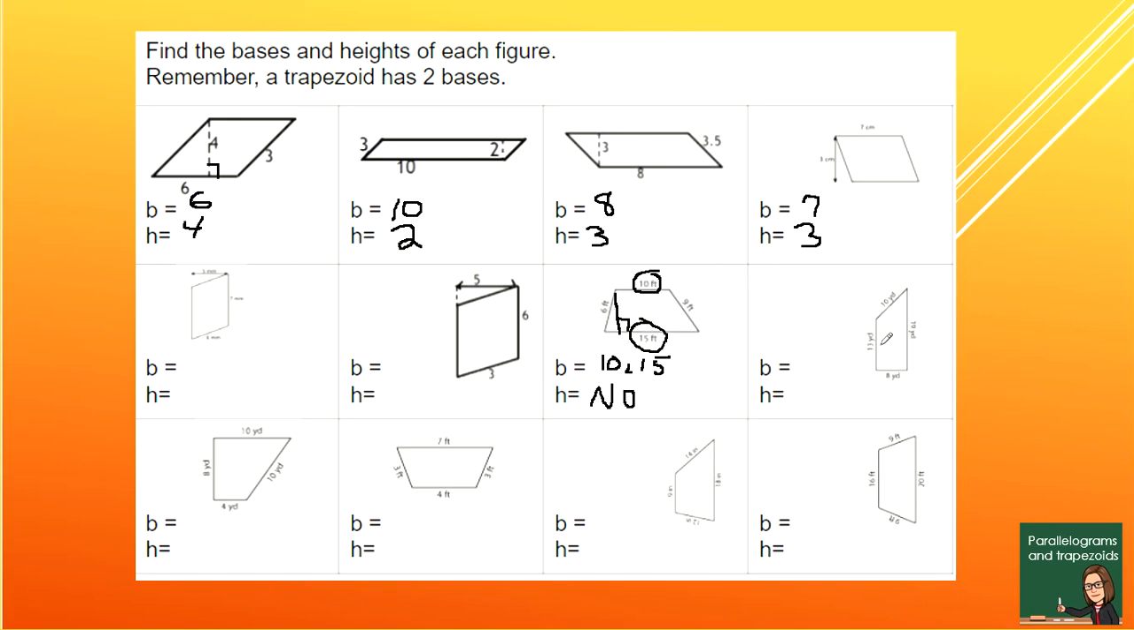Some of these might not have a height because you have to have that 90-degree angle. Let's look at this one. The 2 parallel lines are here and here. So that would be 13 and 10 for your parallel lines. And then your height, you can see that this definitely makes a 90-degree angle, and that would be an 8. So basically with these, you need to find the parallel sides and then a 90-degree angle to the base. And if they don't have one, you just say no. And then you can try the rest. Let's continue on with our presentation.